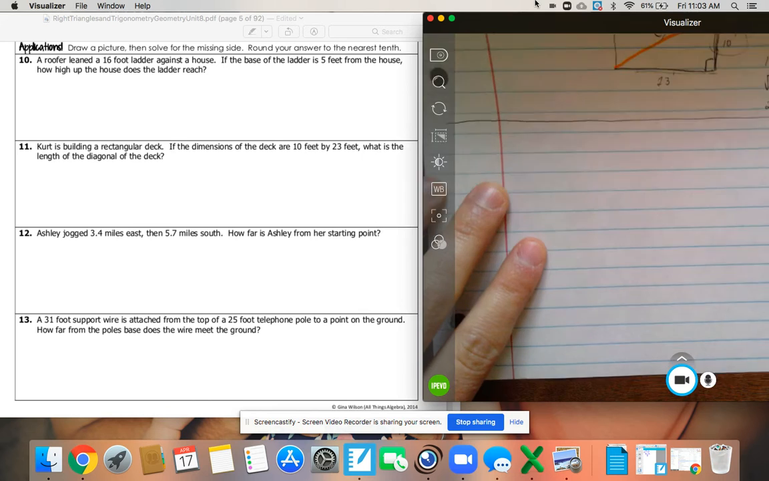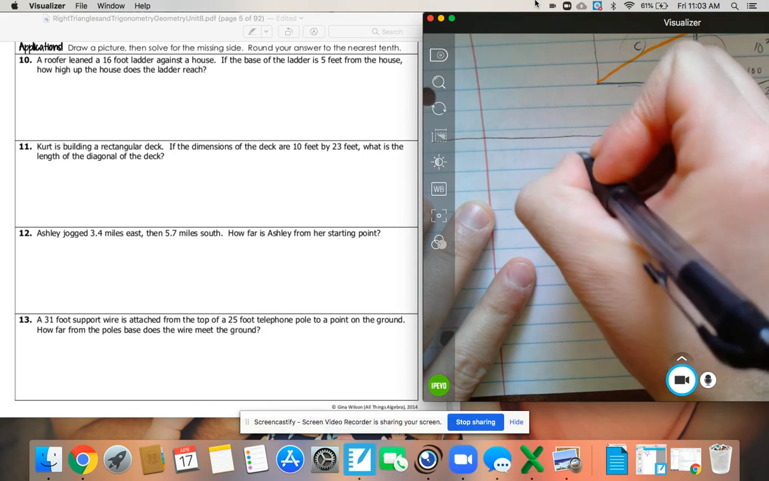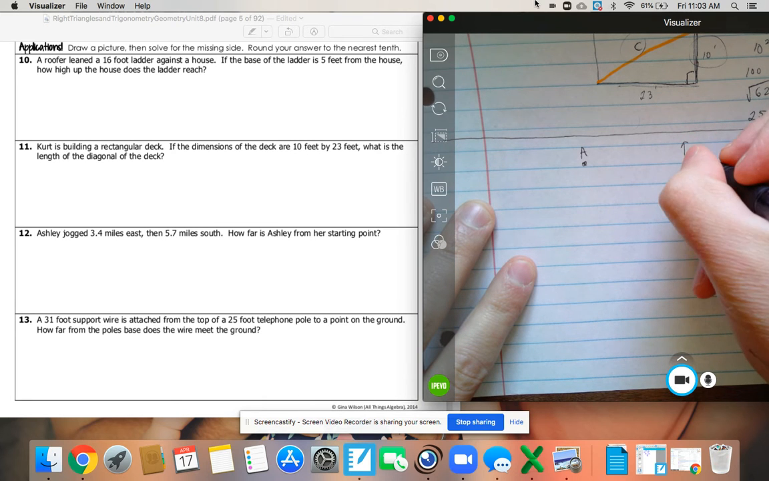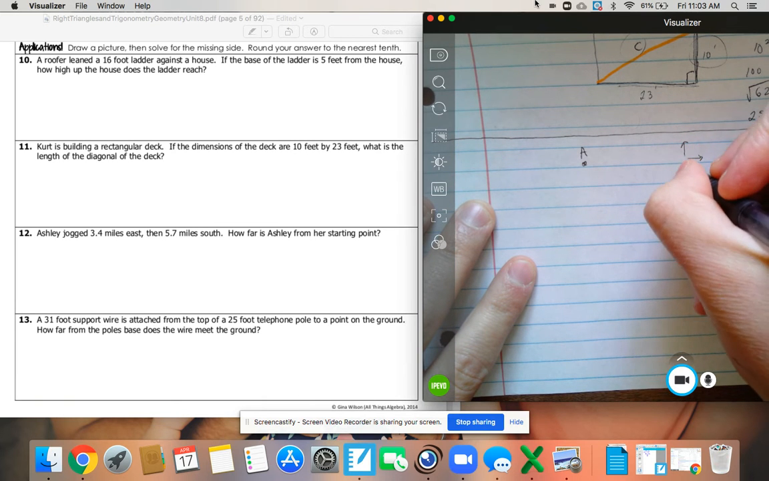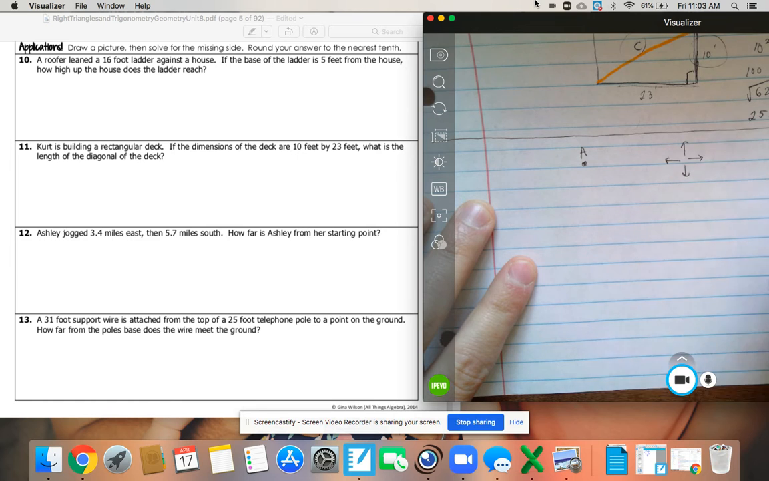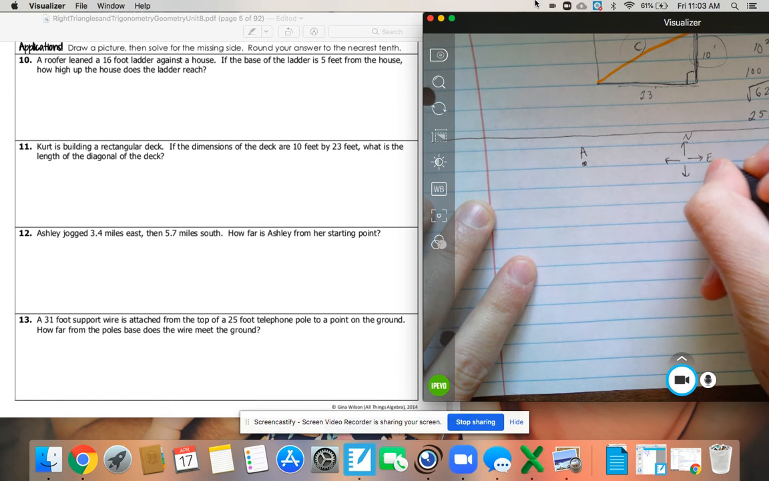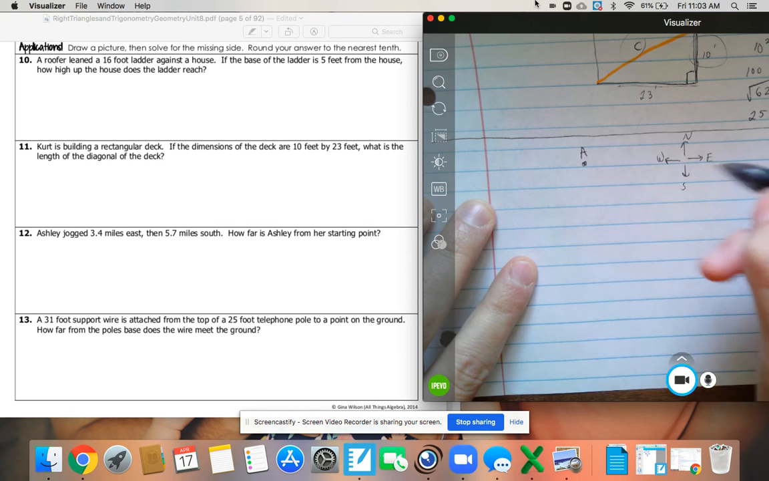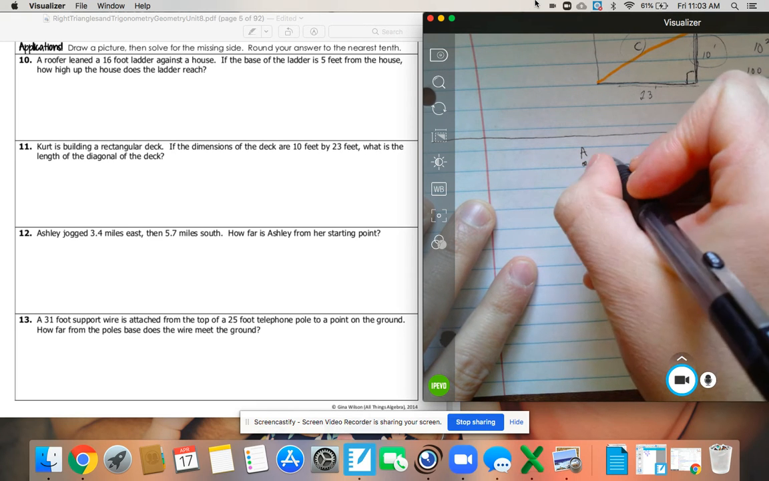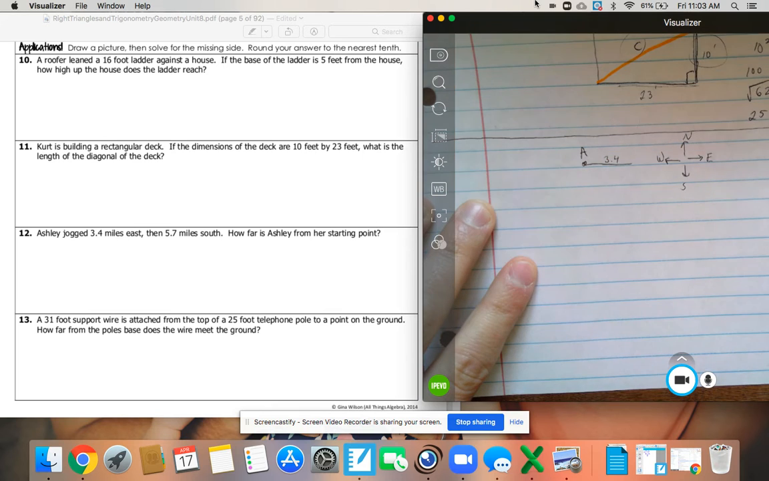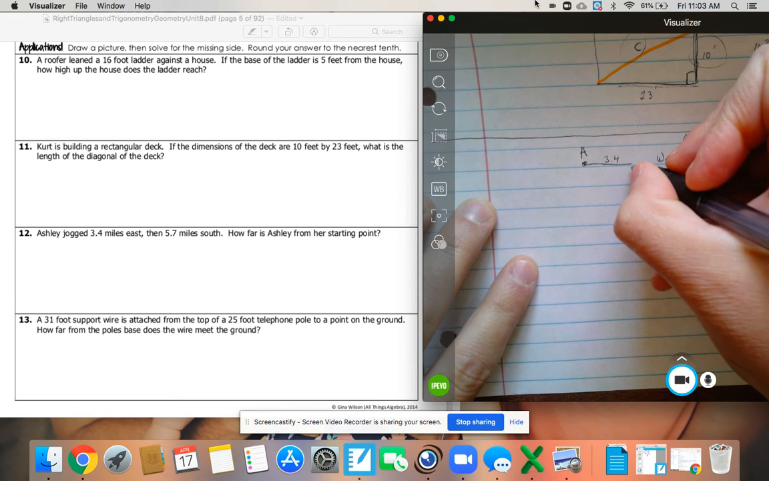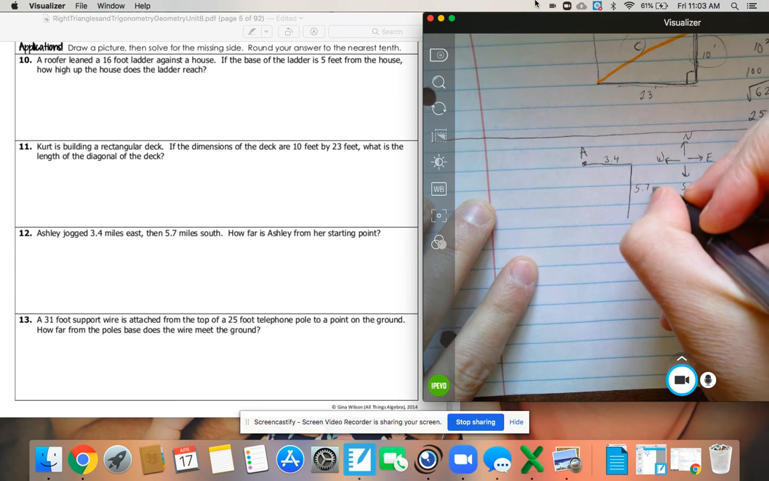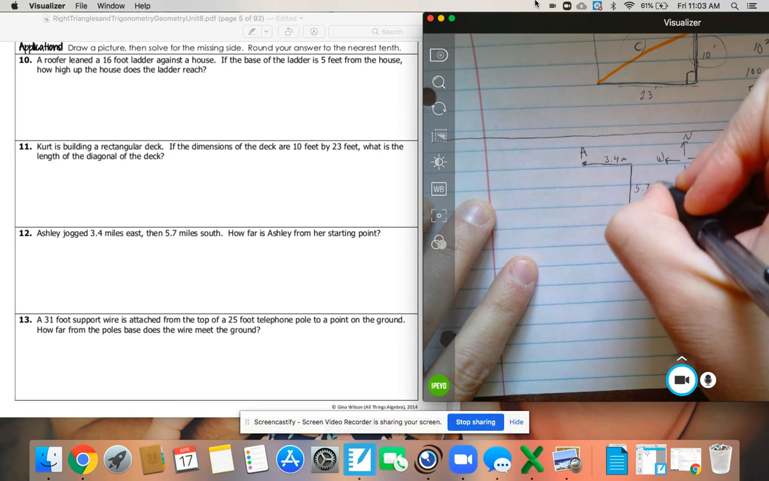Well, let's draw a good picture. Let's say this is where Ashley is currently. She goes east. All right, I got to remember this. Never eat soggy waffles. North, east, south, west. So Ashley's going to go east for 3.4 miles. So 3.4 miles in this direction. And then south for 5.7 miles. So she's going to go down 5.7 miles south. Okay, put some units here.